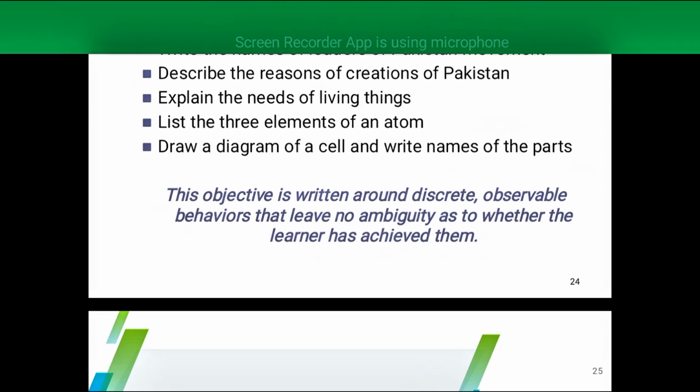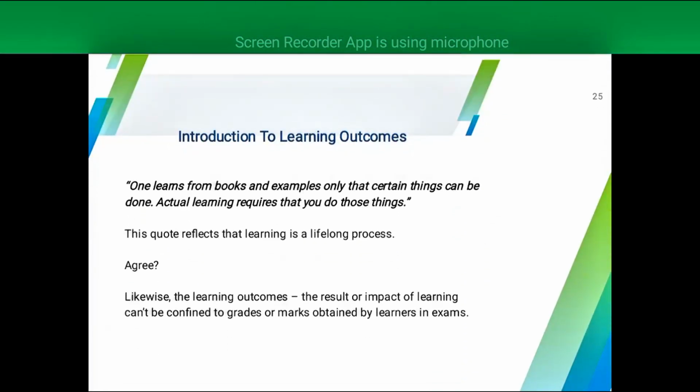learner has achieved them. Introduction to learning outcomes. One learns from books and examples only that certain things can be done. Actual learning requires that you do those things.